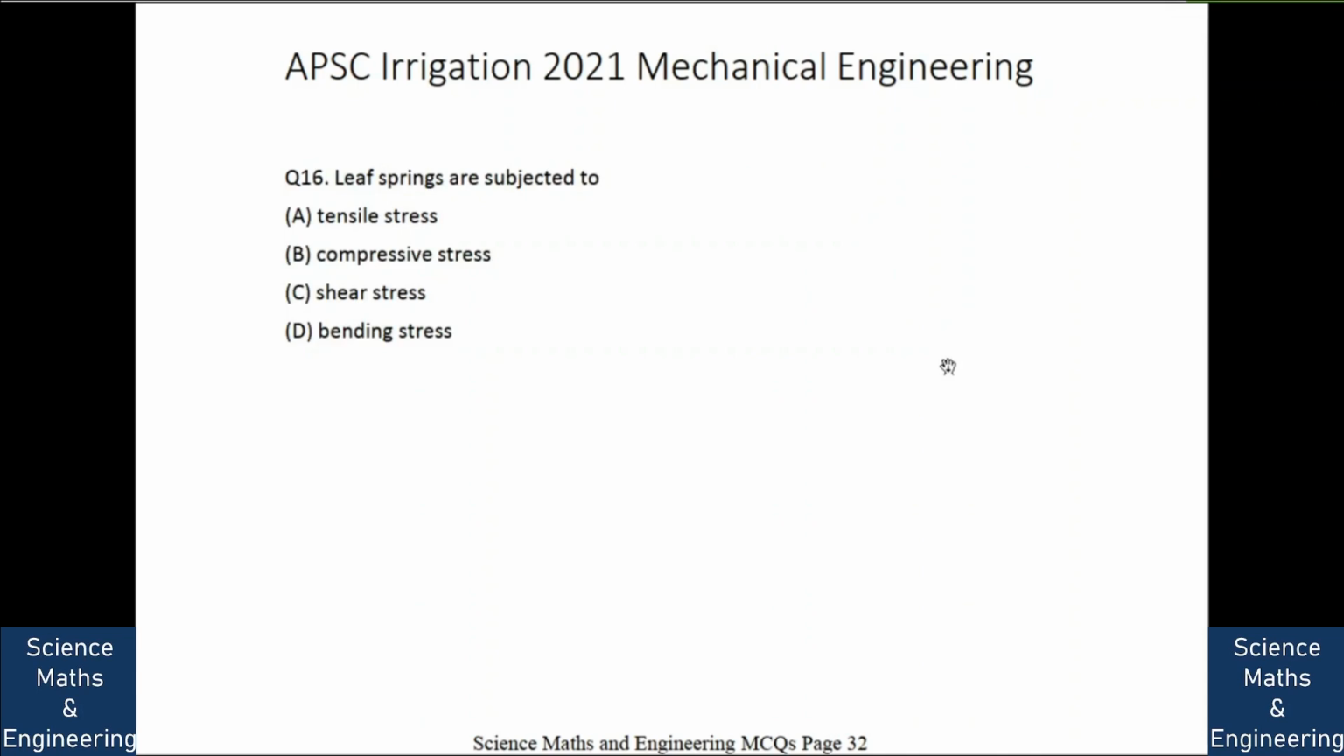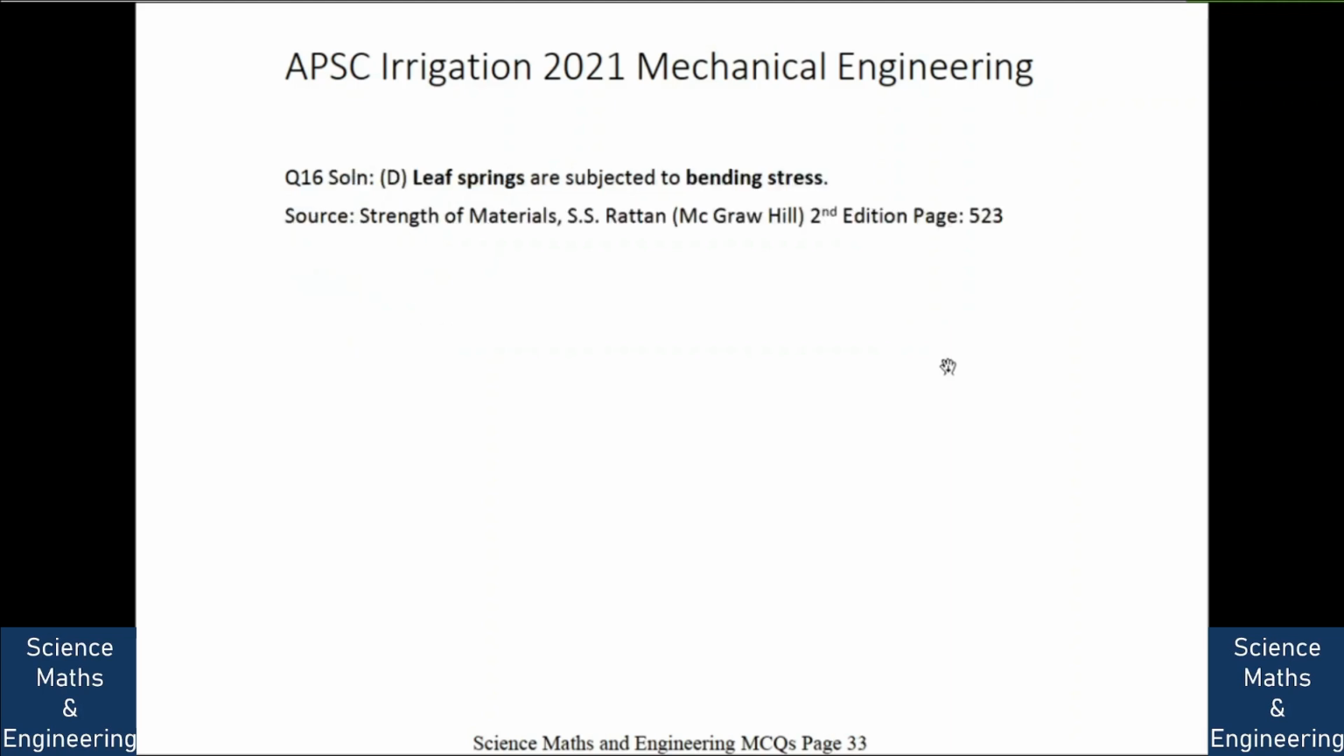Okay, so we'll go to the next question. Leaf springs are subjected to A, tensile stress, B, compressive stress, C, shear stress, or D, bending stress. So you can pause and think of it. So the answer is leaf springs are subjected to bending stress.